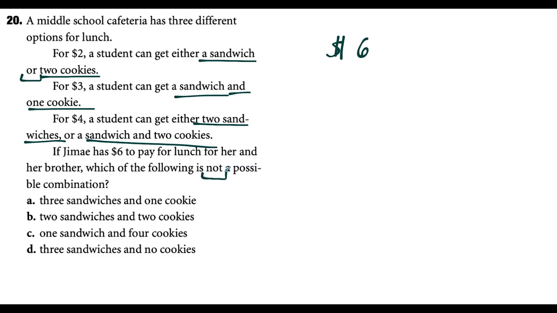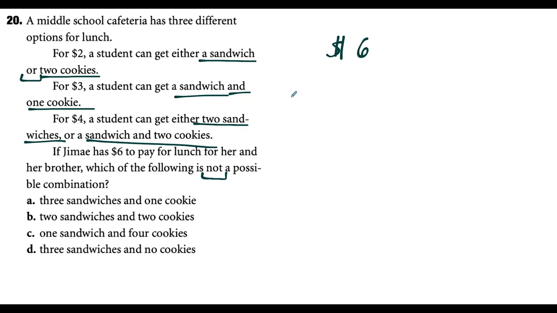Oh boy. Be careful here. The word "not" is going to massively throw this off. So can Jimmy get 3 sandwiches and 1 cookie? Well, we have to think, you have $6. If you want to get three sandwiches, what you can't do here is just buy the $2 option, because that would get you a sandwich or two cookies. So you'd have sandwich, sandwich, sandwich, but then you wouldn't get the one cookie.